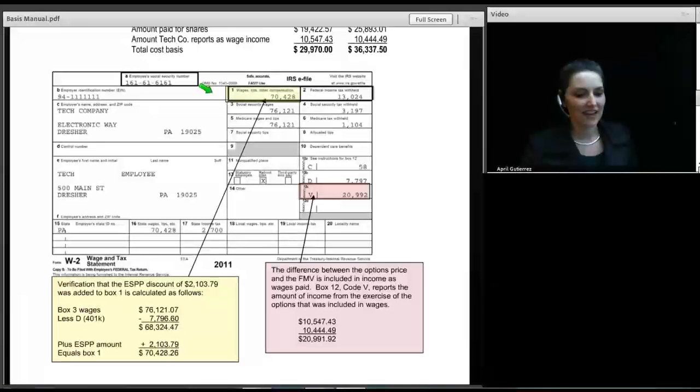I look firstly at the box 3 wages that are $76,000, and I know those don't include the ESPP profit. I subtract out the 401k, and I get $68,324. Then I add in the $2,103 from the ESPP, and I have a match to box 1, just like that. Then I look at this code V, and the difference between the option price and the fair market value is included in income as wages paid. So I take the 2 amounts that I showed earlier up here, 10.5 and 10.4, and those equal the 20 that I want to see there.